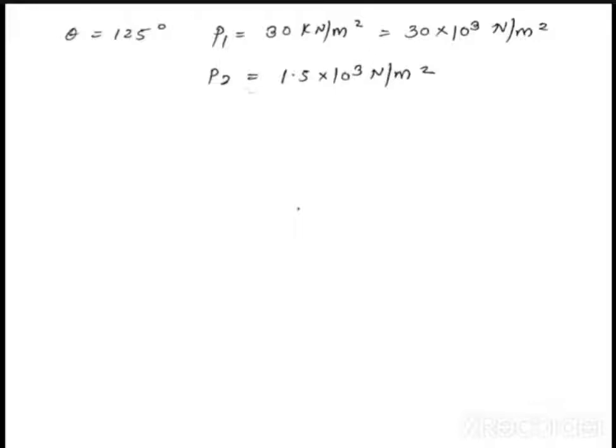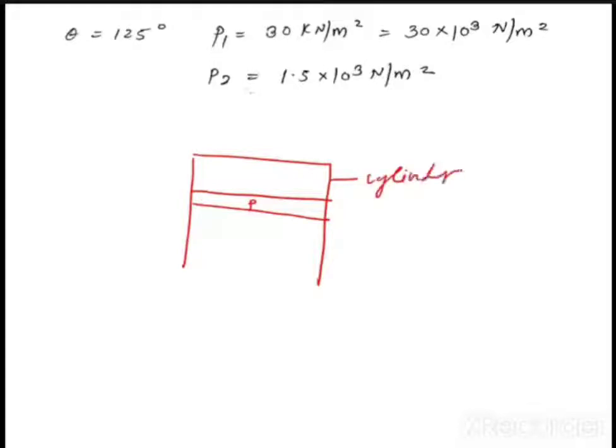So basically they have given P1, and I will draw a diagram. Let us say this is a vertical engine. So this is a cylinder and this is a piston. Now this is the upper side, which they are saying is P1, and this is P2. Now you know all this. So they have given you P1 and P2.